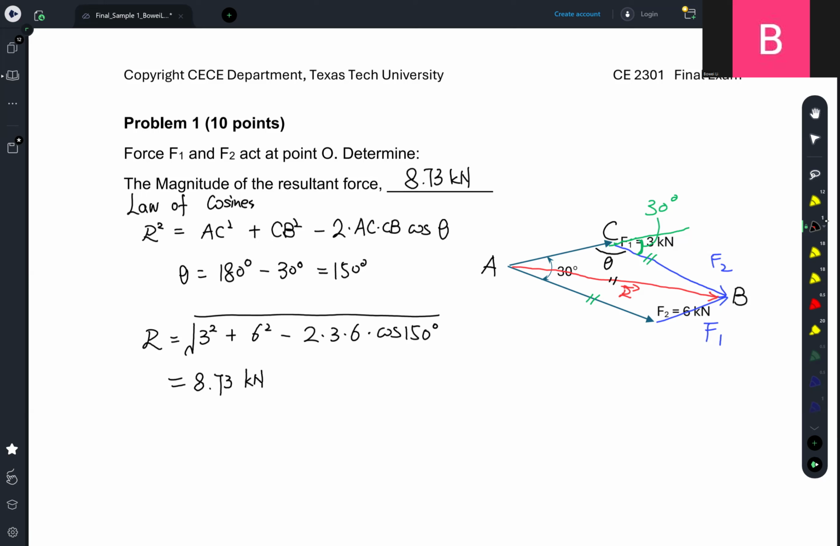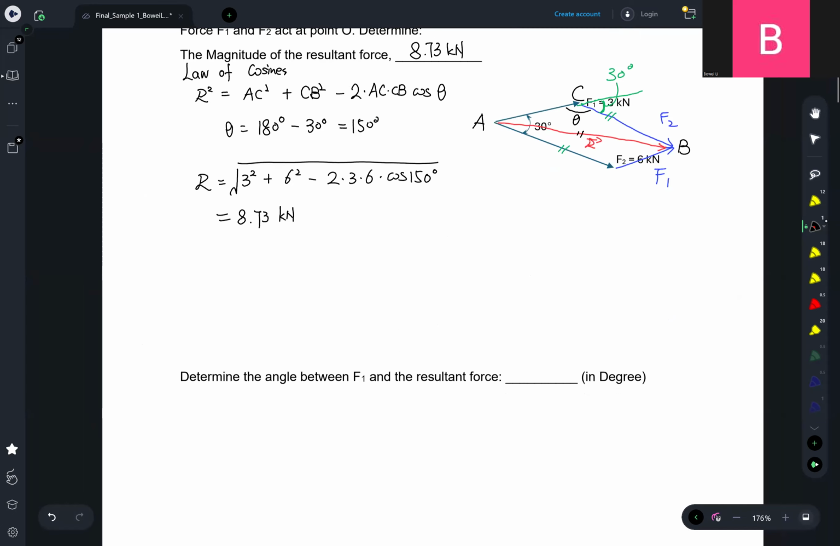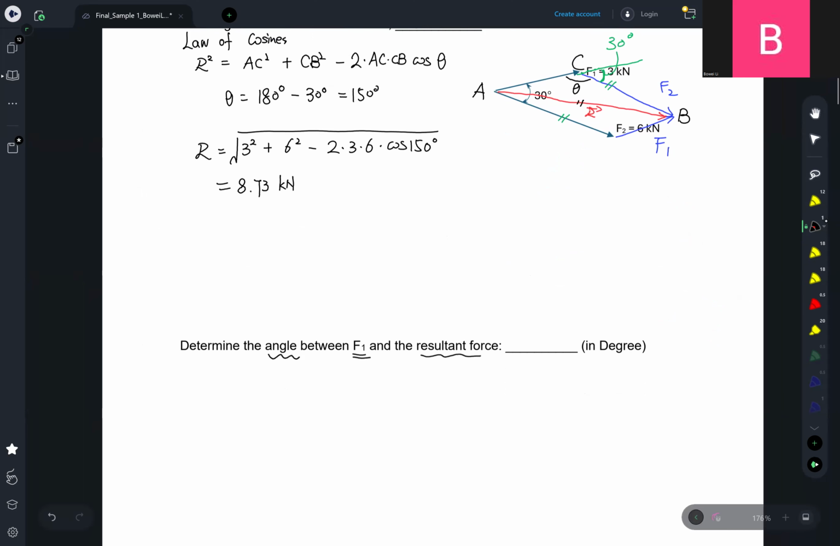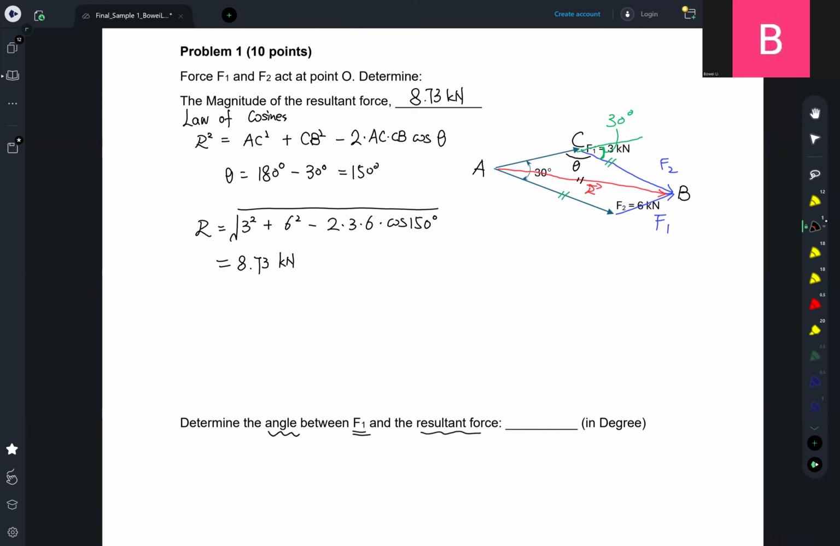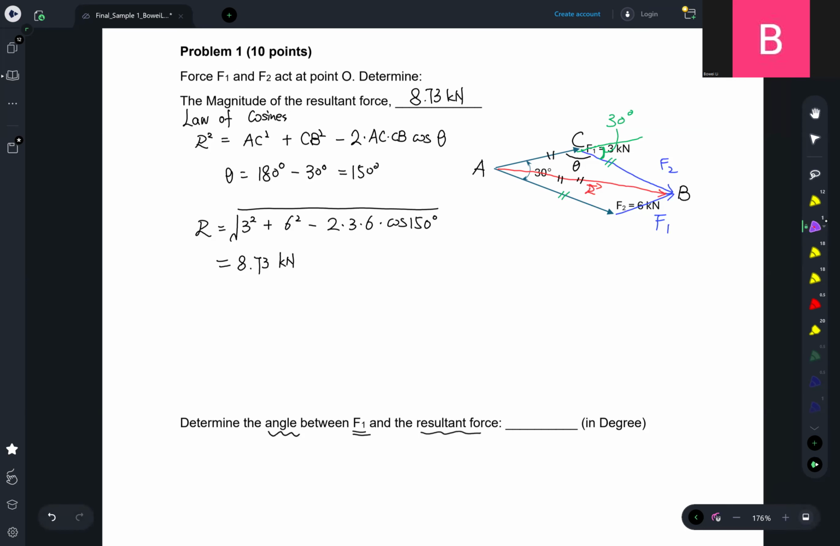Okay, so now we've found the magnitude of the resultant force, and we can move on to the second question. The second question is asking us to determine the angle between F1 and the resultant force. Where is the angle? Going back to our triangle, it is between F1 and the resultant. If we highlight it, it's this angle here, which is alpha.